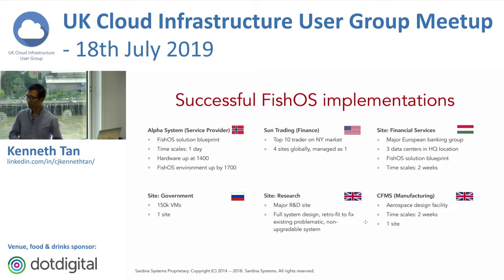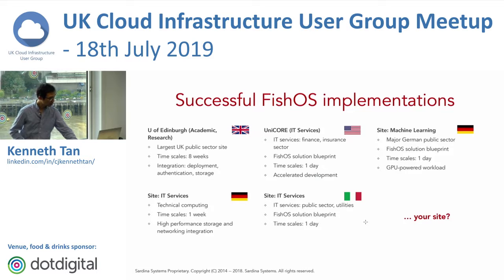Today, we run at a number of sites, some in finance, some in service providers, and in manufacturing or government. One of the government sites is quite interesting. They run a single site with 150,000 VMs. It's quite a sight to see. In the UK, we also run the University of Edinburgh university-wide cloud, serving some 40,000 people. And at the top right, this is the state of Baden-Württemberg machine learning cloud.